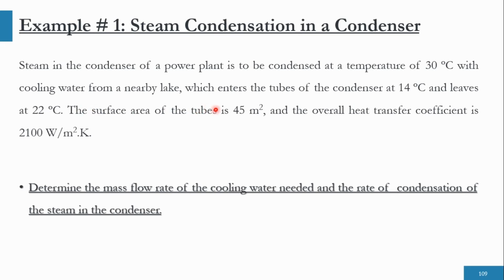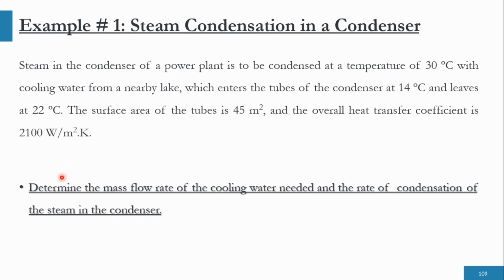The surface area of the tubes is 45 square meters. So we have been given the information about the value A, and the overall heat transfer coefficient, which is represented as U, is 2100 watt per square meter per Kelvin. So this is the problem statement in which we are given the information about the temperature, the area, and the U.